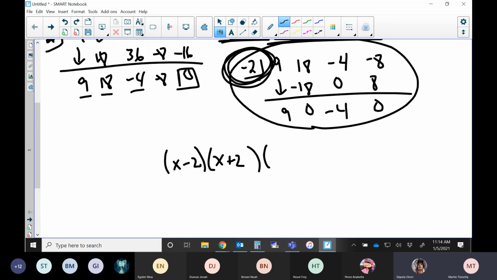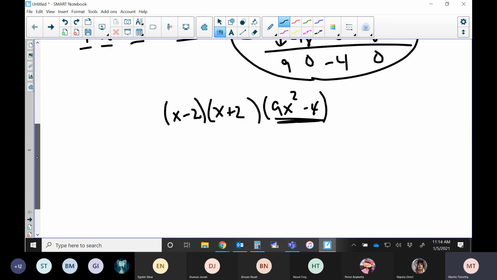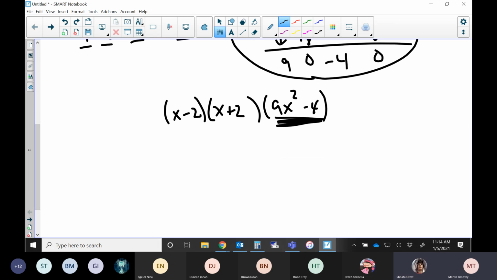And then what's left over is 9x squared minus 4. Well, once I get to that, that right there should be a thing that I remember. What is this right now? How can I factor that further? What should I recognize by now that that is? You can take the square root of it. Yeah, what's it called? Somebody help me out.